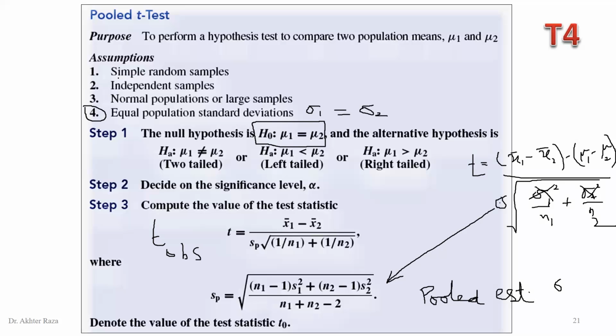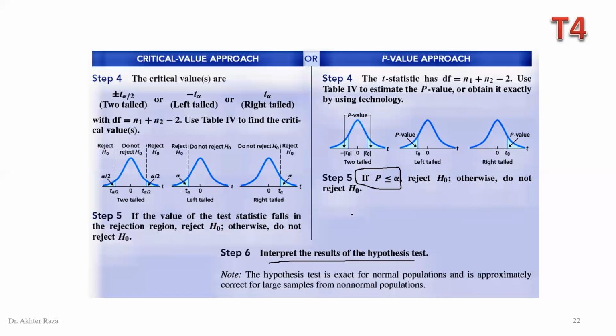Assumptions of the pooled t-test are what? Your sample must be randomly chosen. The samples are independent, meaning they do not have any relationship among themselves, unlike the paired t-test. Normal populations or large samples: your populations are normal or your samples are large. So these are the different conditions. And the last condition, which is very important specifically for the pooled t-test, is that your standard deviations are the same. If your standard deviations are the same, you can use this pooled t-test.